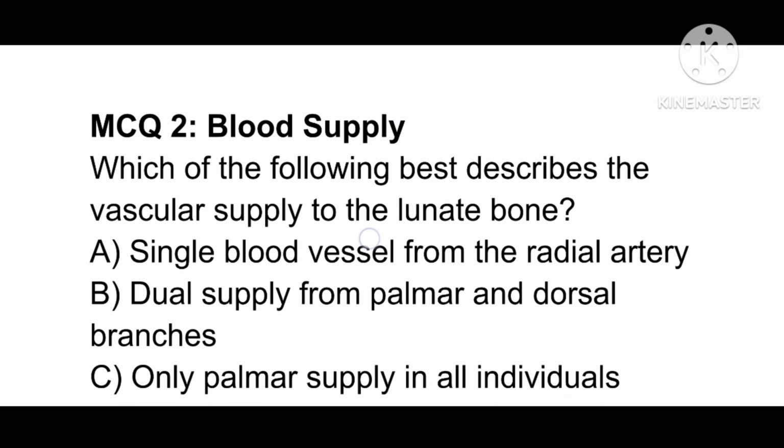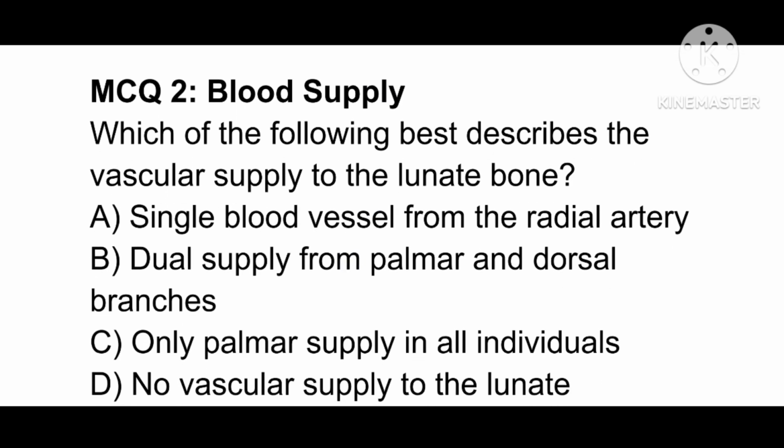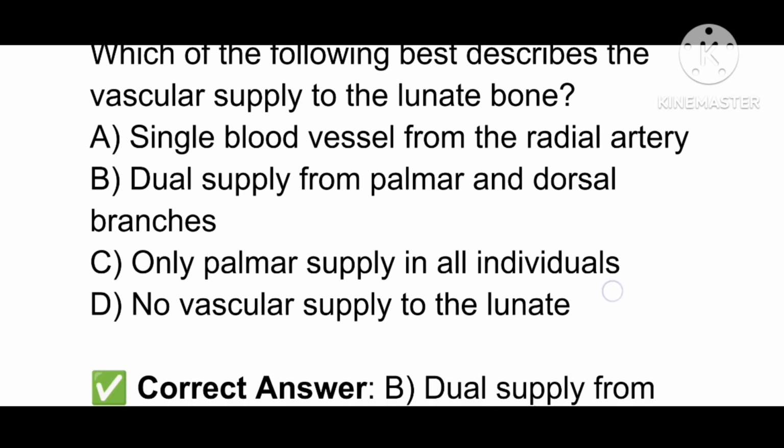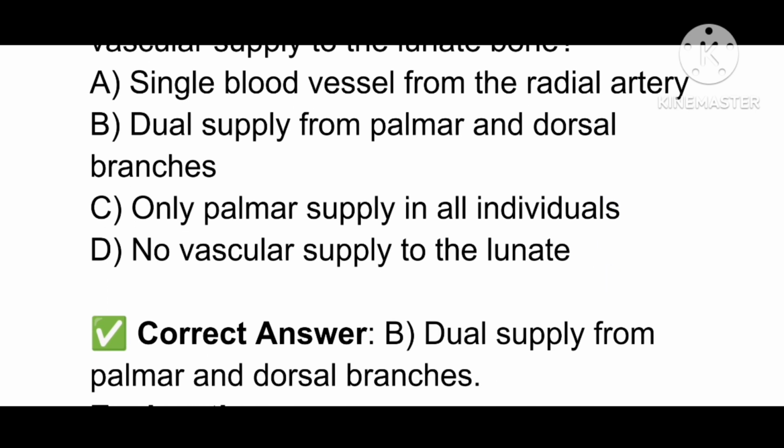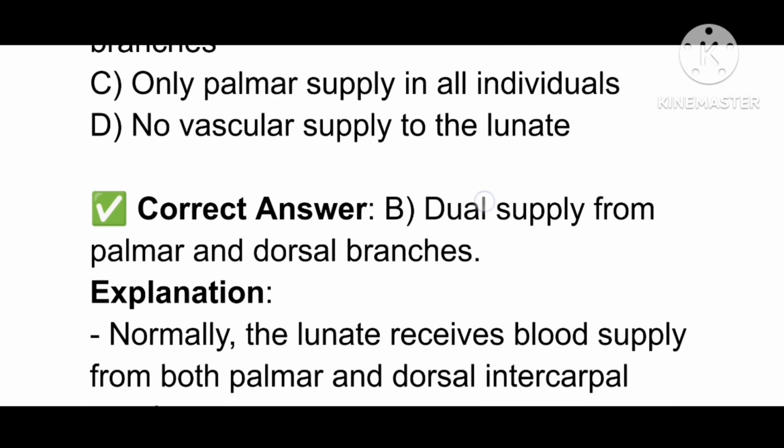Now MCQ 2 related to blood supply. Which of the following best describes the vascular supply to the lunate bone? Option A. Single blood vessel from the radial artery. Option B. Dual supply from palmar and dorsal branches. Option C. Only palmar supply in all individuals. Option D. No vascular supply to the lunate. What is the answer? Answer is option B. Dual supply from palmar and dorsal branches.